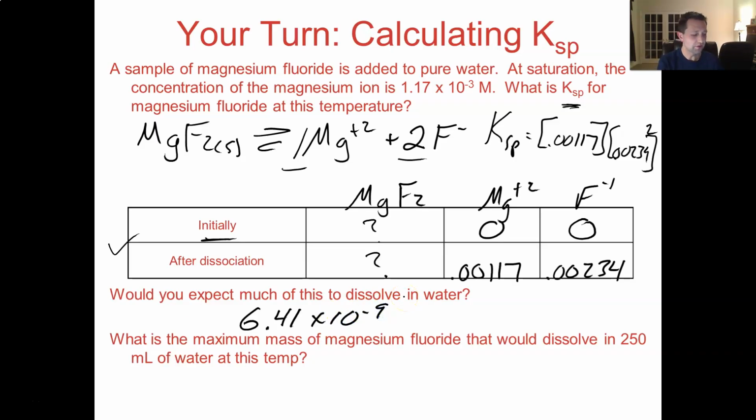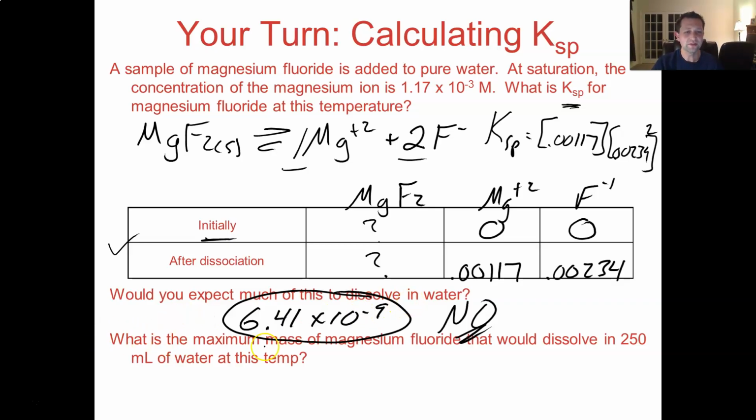Okay, so would you expect much of this to dissolve in water is the next question. Well, look at your value. It's extremely, extremely small. So the answer here is a big time no, right? Definitely not going to dissolve a lot in water because just look at the numbers. They're super tiny, right? Look at those super small molarities. Multiply them together, square the fluoride value, you're getting a super tiny value here. So not a lot dissolves in water at all.